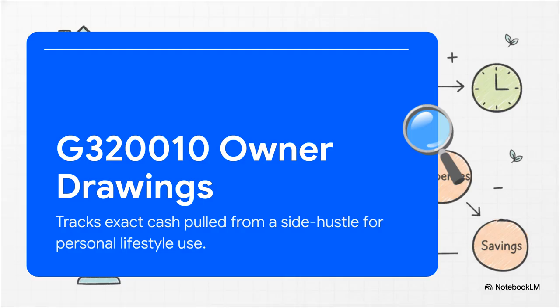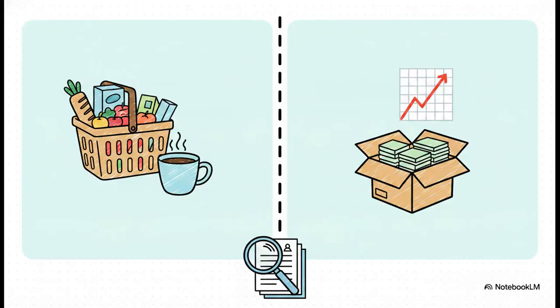By using G320010, you track exactly how much cash you intentionally pull out of your side hustle to fund your everyday domestic life. Flagging your spending with this exact code stops those terrifying accidental cash flow shortages in your startup dead in their tracks. It ensures your personal and business cash never, ever improperly mix in the software. And let me tell you, this separation is going to be your absolute best friend when it comes to compliance.